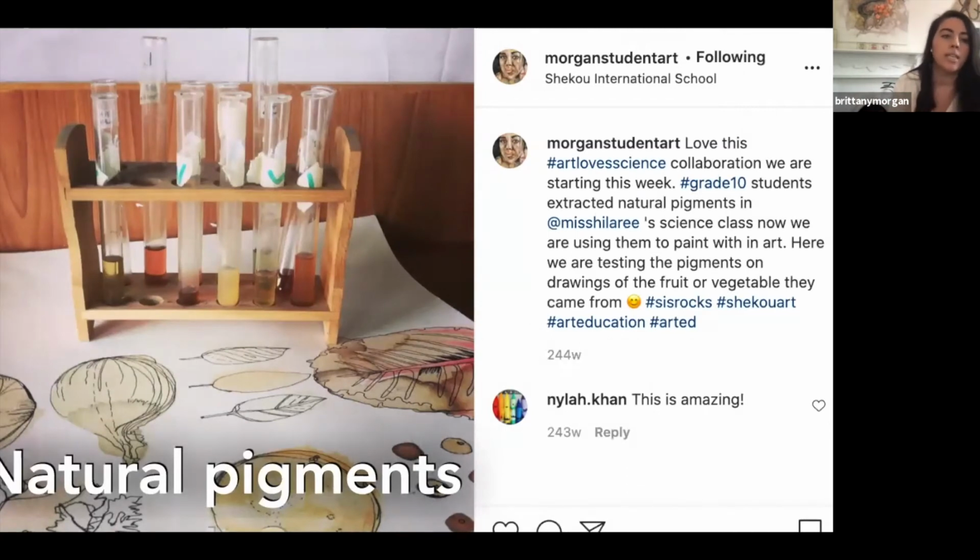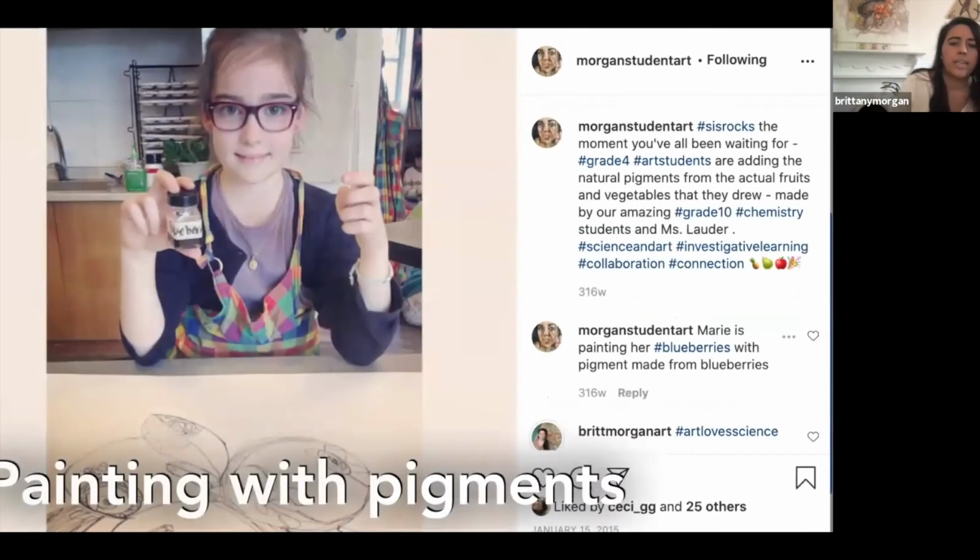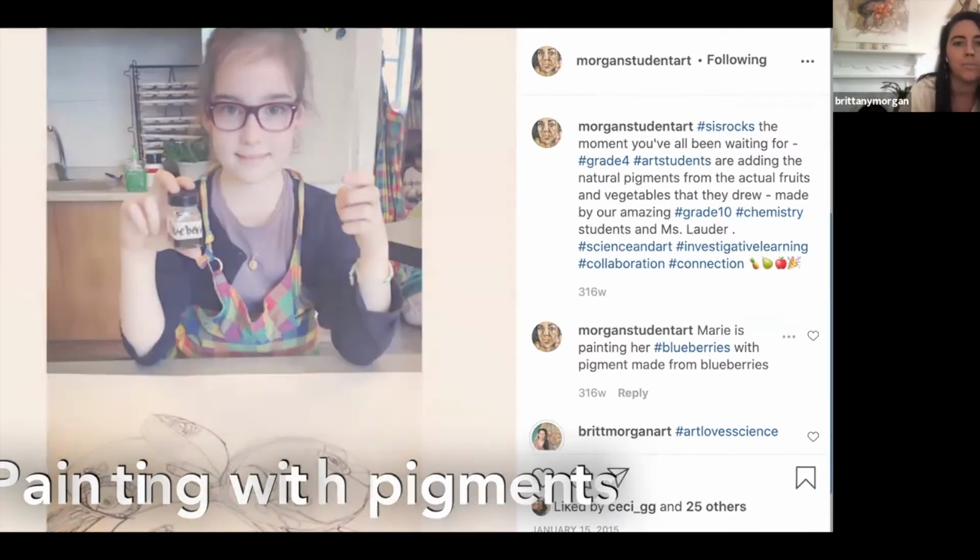Natural pigments is a pretty standard chemistry lab that a lot of students will do in 10th or 11th grade. And the pigments normally get thrown out. It's about extracting the pigments and then nothing is done with them. So when I was at the primary school at SIS, my friend Hillary did it with her students and then gave us the pigments. My students, this is little Marie, drew the fruit or vegetable that their pigment had come from, and then they added it to their piece. Pretty cool.